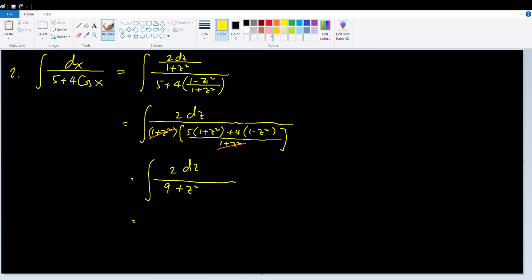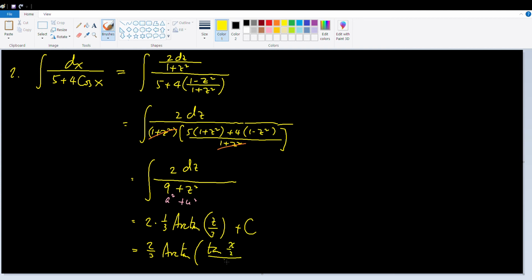And the denominator takes the form a squared plus u squared. We know that the integral of dz over 9 plus z squared is 1 over a, that is 1/3, because a squared is 9. So 1/3 arctangent of u over a, or z over 3 plus c. So that is equal to 2/3 arctangent of, our z is tangent of x over 2, all over 3 plus c.